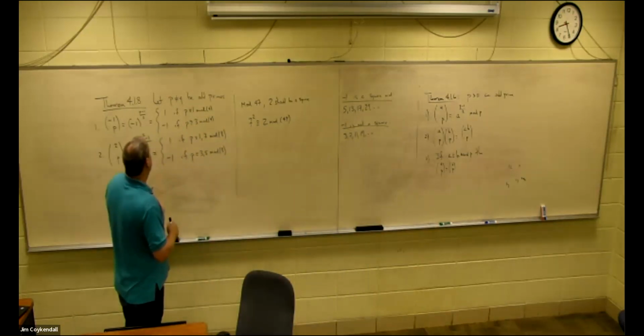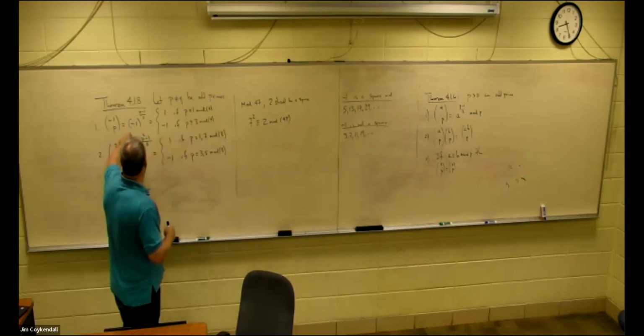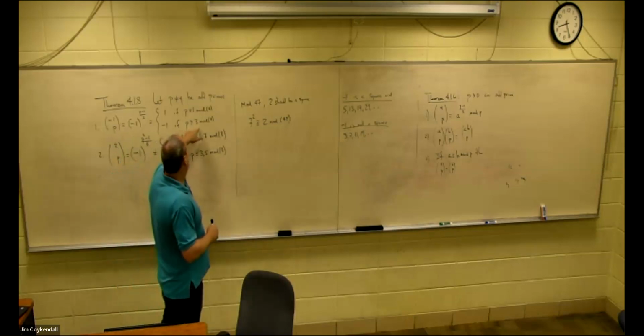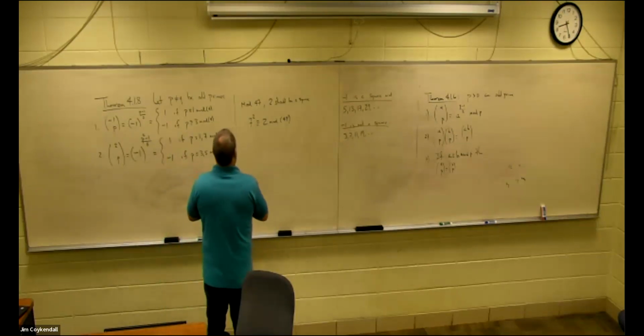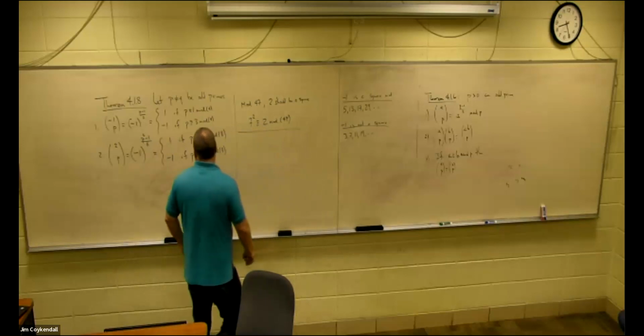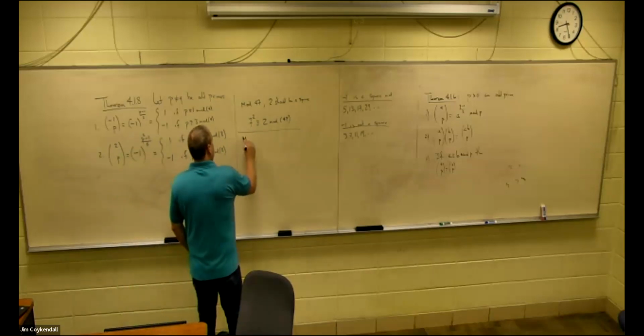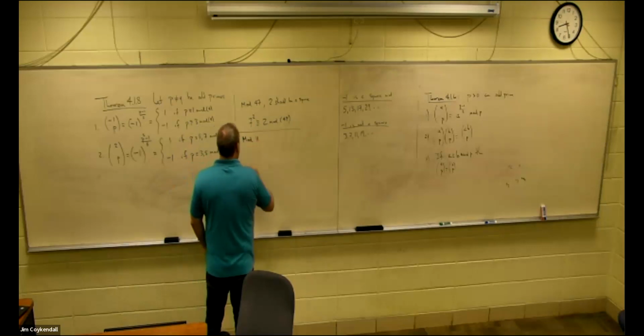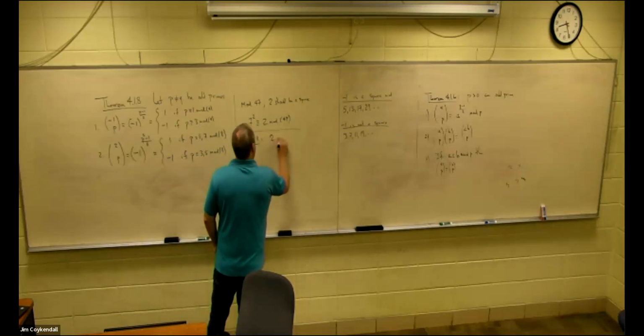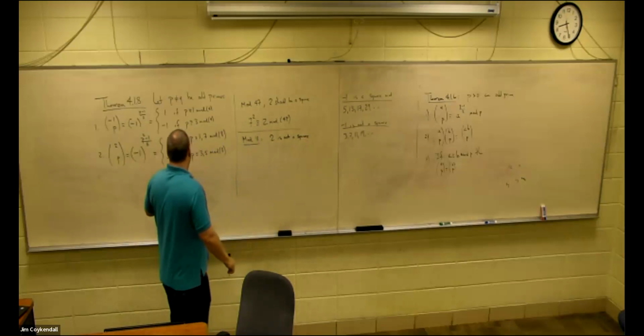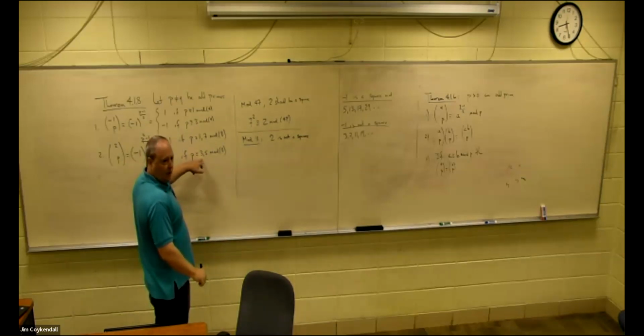If you look here, 47 is equivalent to 3 mod 4. So, -1's not a square here. On the other hand, let's do something more exciting than that. If you look mod 11, 2 is not a square. Right, because 11 is equivalent to 3 mod 8, so 2 is not a square.